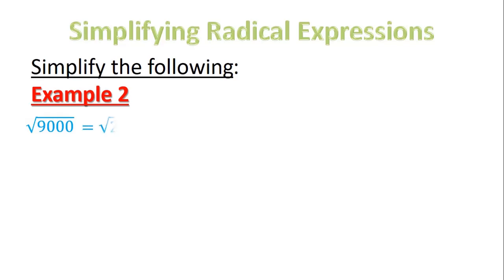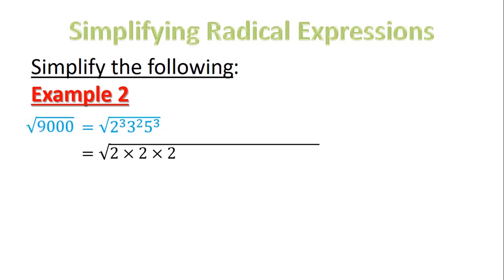Again, our first step is we expand it, and 9,000 is 2 to the power of 3, 3 to the power of 2, and 5 to the power of 3. We expand that fully, and 2 to the power of 3 is 2 times 2 times 2. 3 squared is just 3 times 3, and 5 cubed is 5 times 5 times 5. Next we have to pair our numbers. Let's see how we do that.